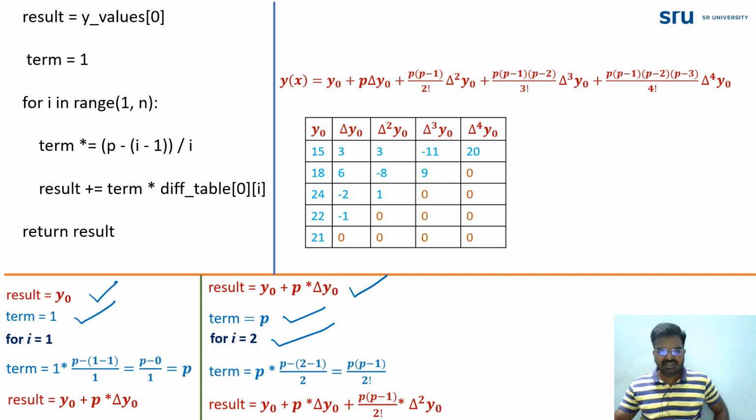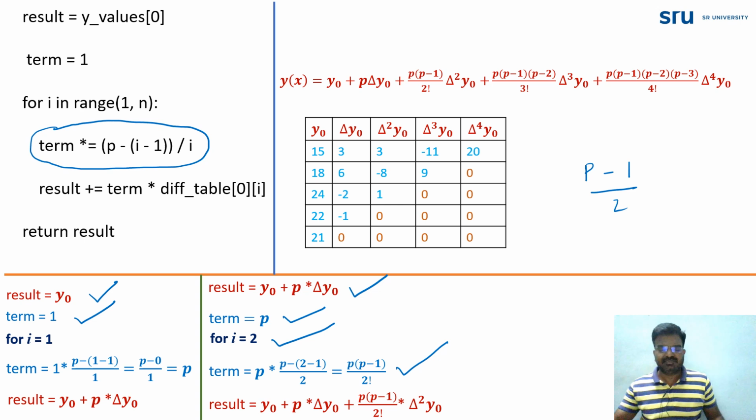we can see what is the term. Already we have written one simple formula to update the term here. See, every time we are multiplying the term with a new value. The new value is P minus I minus 1 by I. So here, I minus 1 means 2 minus 1, 1 by 2. So we are multiplying P with P minus 1 by 2. See, we are updating the term here. Next, in the next step, we are updating the result value.